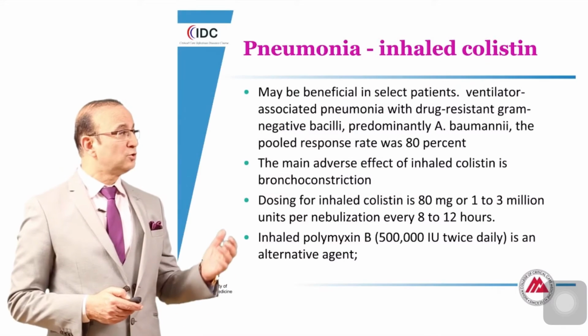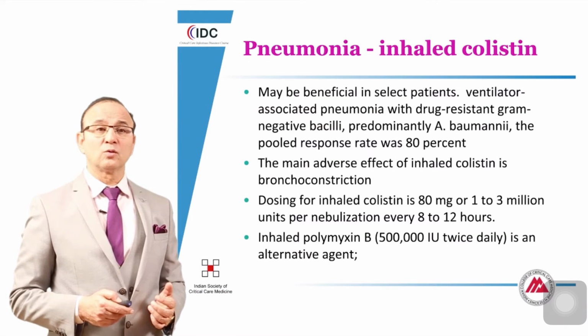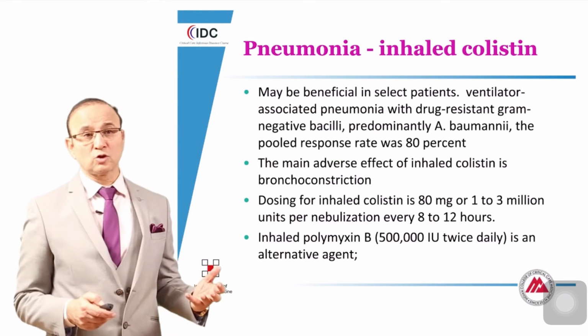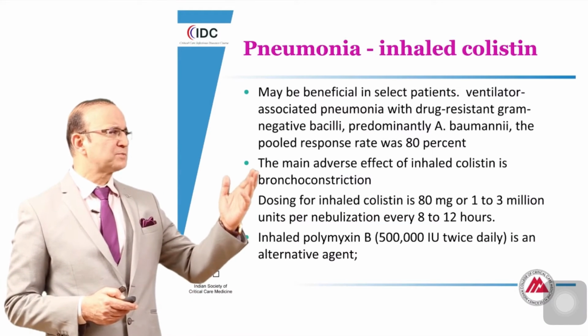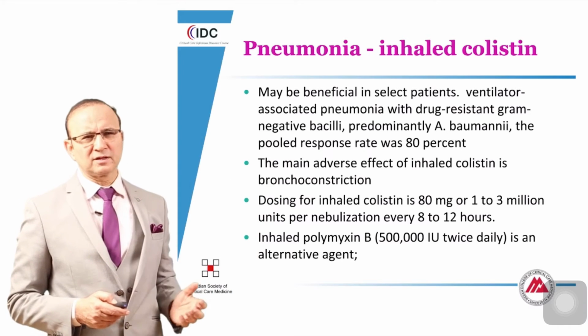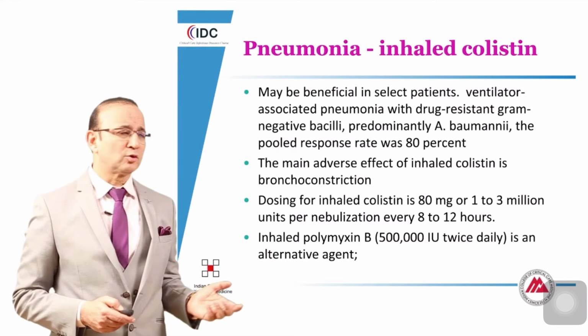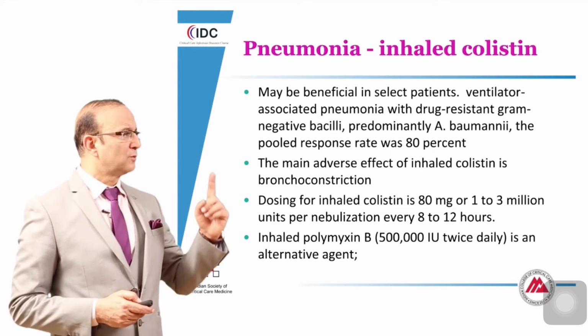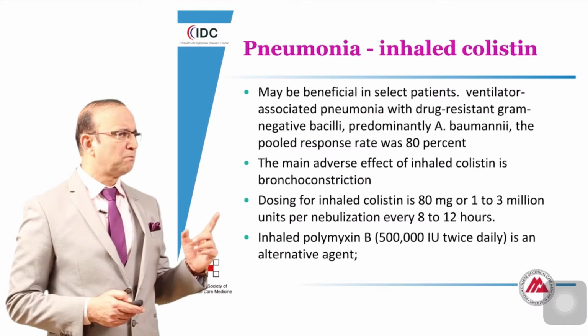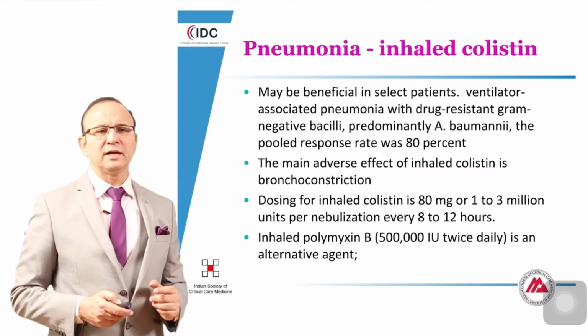Then a word about the specifics. If you have a multi-drug resistant or extensively drug resistant pneumonia due to Acinetobacter, you supplement colistin along with carbapenem, that's the most common combination, along with inhaled colistin. It has been shown that the only side effect noted is that some patients may have bronchoconstriction. But if you want to use it, use a proper dose, which is 1 to 3 million units per nebulization every 8 to 12 hours.